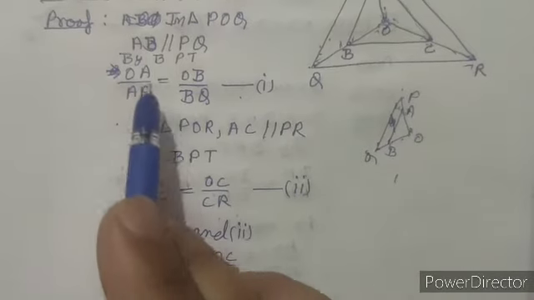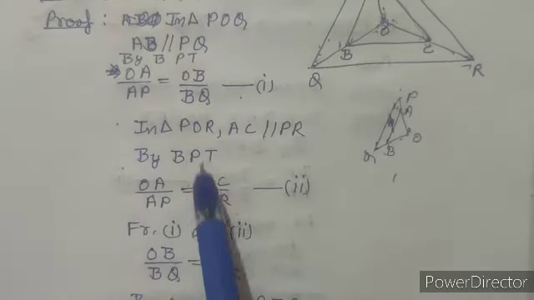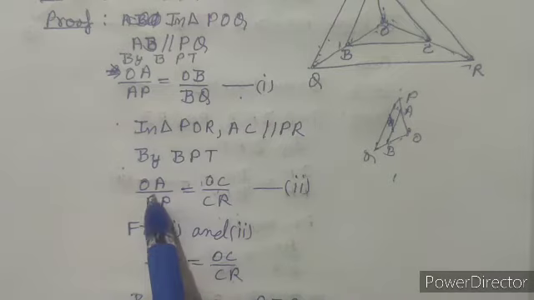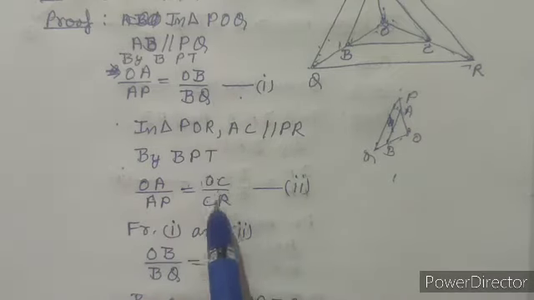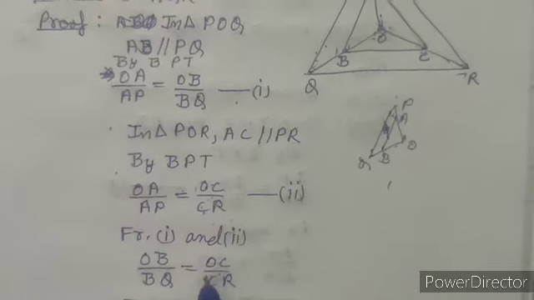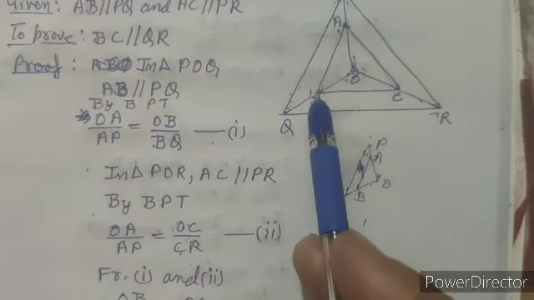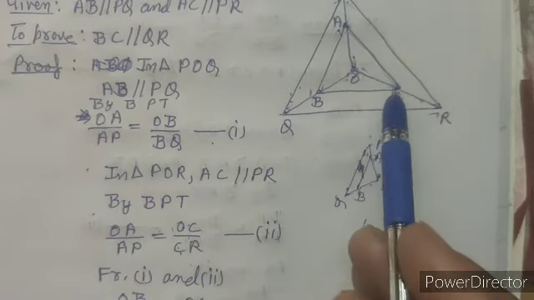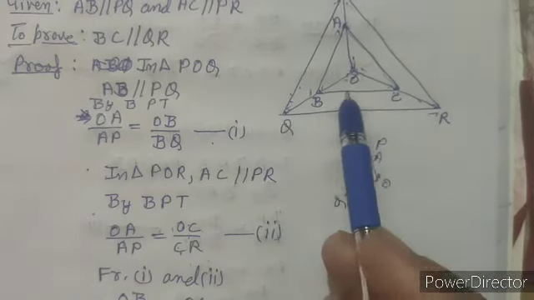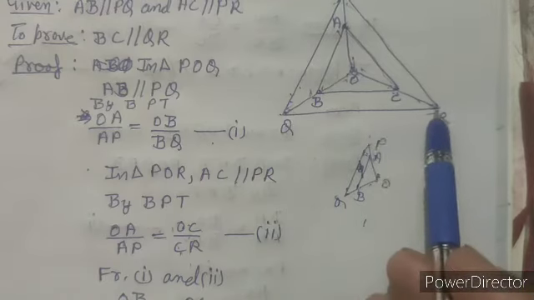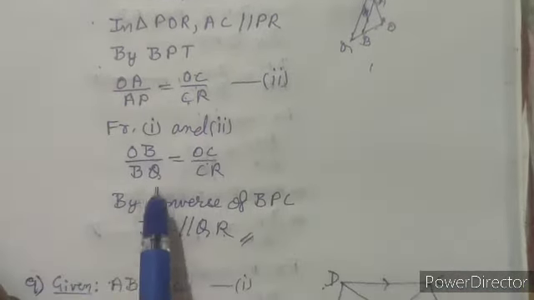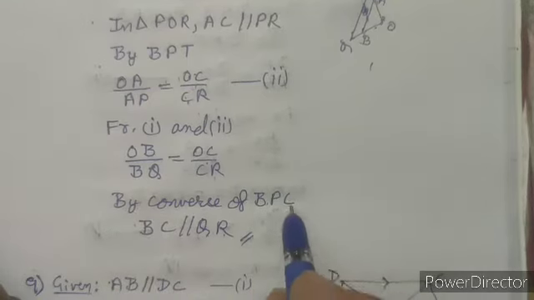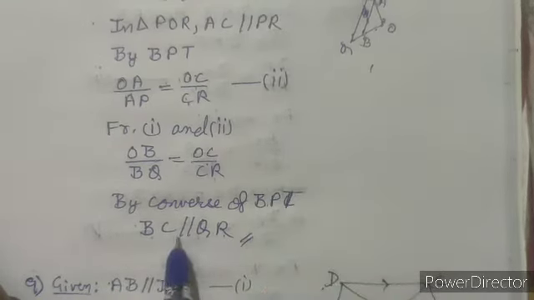Now here in these two equations the left hand side is equal, so right hand side will be equal. That means OB upon BQ will be equal to OC upon CR. And if we see here, OB upon BQ is equal to OC upon CR means that BC is parallel to QR by converse of BPT. From this we can say that by converse of BPT, BC is parallel to QR.